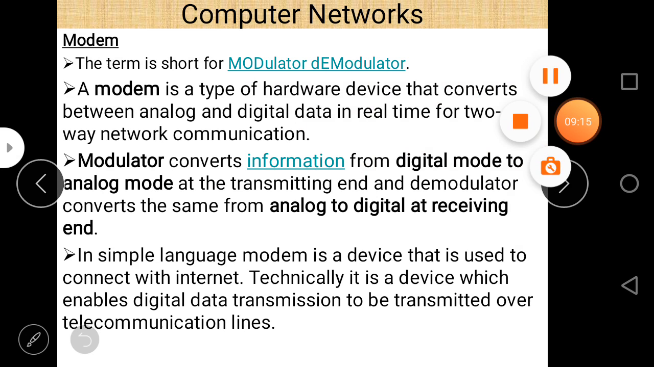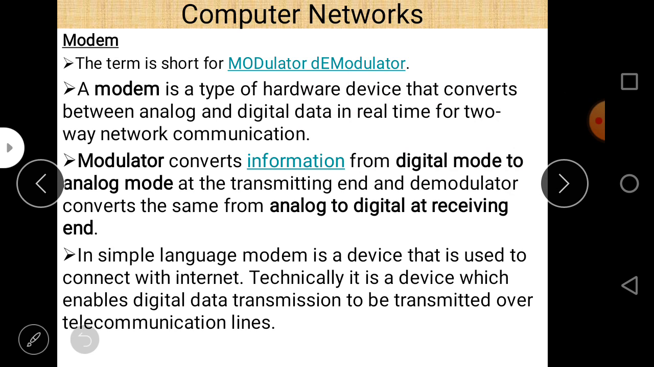Next is modem. Modem basically stands for modulation and demodulation. These are the two terms used. There is a conversion of signal from analog to digital and digital to analog, and these two terms refer to that. In short, modulation demodulation is also called modem. A modem is a type of hardware device that converts between analog and digital data in real time for two-way network communication. The modulator converts information from digital mode to analog mode at the transmitting end, and the demodulator converts the same from analog to digital at the receiving end.